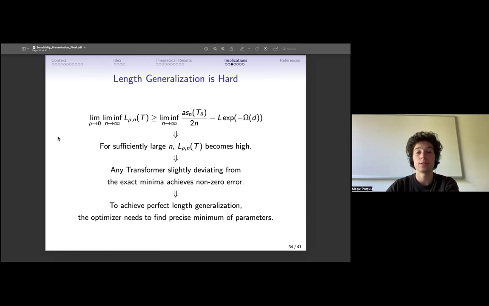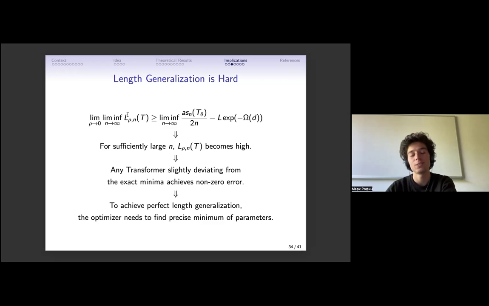Another implication is that length generalization is hard. And why is that? That is because for a sufficiently large n, we have non-zero and high average direction sharpness. And this means that if you have a transformer which represents some sensitive function, but it doesn't have exact correct parameters, so it deviates from the minima a little bit, then there exists such n, starting from which it will start giving different outputs. So there exists such n, starting from which it will have non-zero error. That's because in the limit, the average direction sharpness is non-zero.